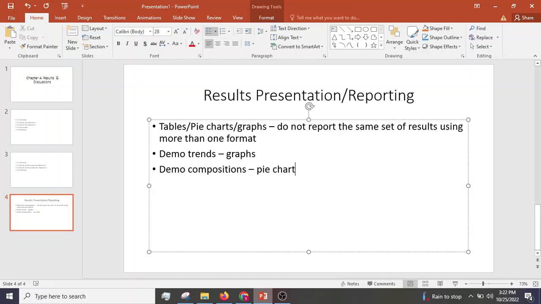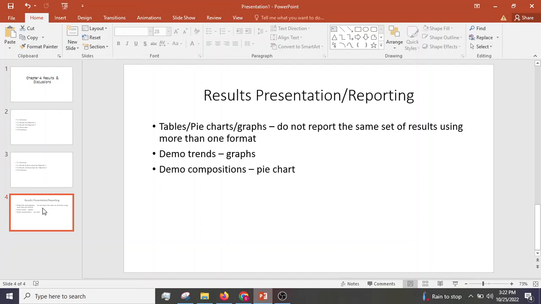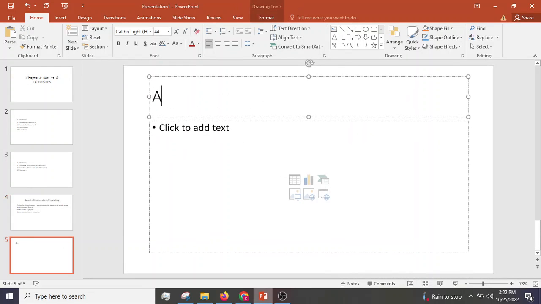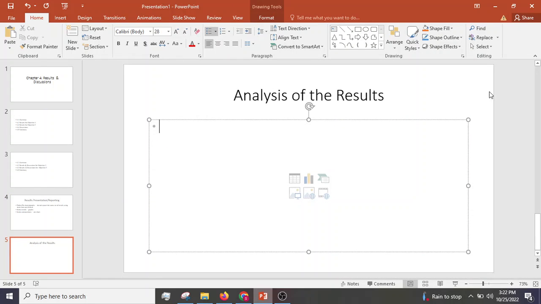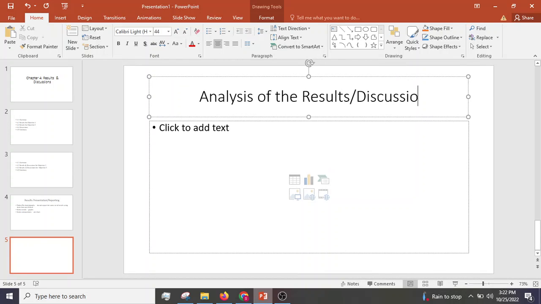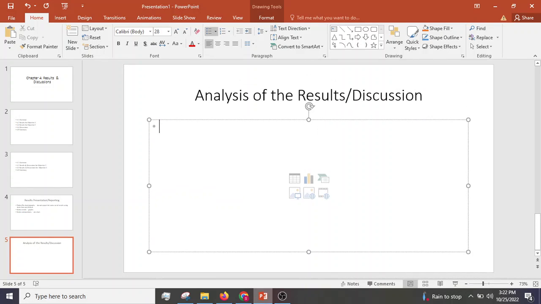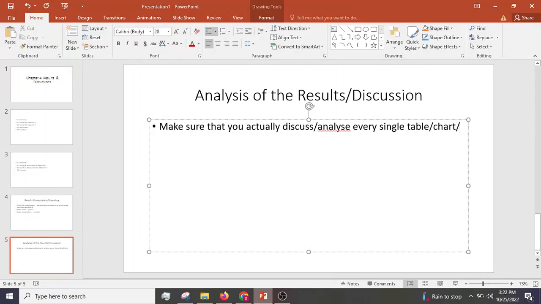Once you have put down all your results, you obviously need to analyze. You need to do the analysis of the results, or what we call the discussion part of it. So make sure that you discuss or analyze every single table or chart or set of data that you present in this chapter. Make sure you do that.